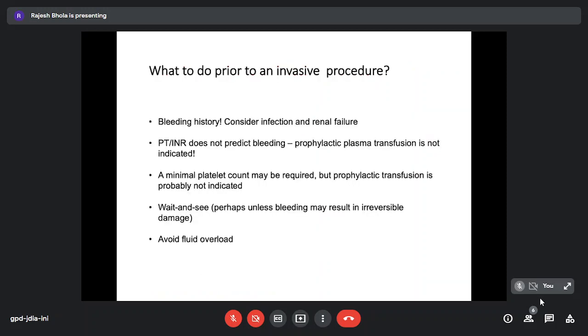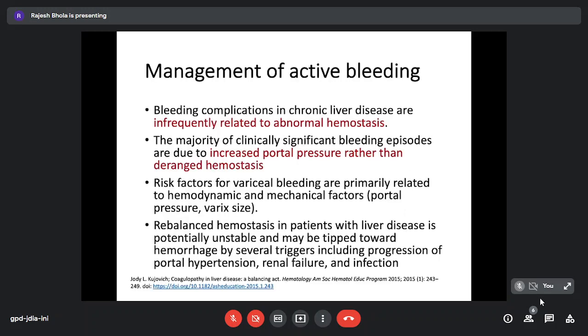So what should you do prior to an invasive procedure? Look into the bleeding history, consider whether infection or renal failure is there or not. PT-INR does not predict bleeding, so prophylactic plasma transfusion is not indicated. A minimal platelet count may be required, but prophylactic transfusion is probably not indicated. And you have to wait and see, perhaps, unless bleeding may result in irreversible damage, and one has to avoid fluid overload.